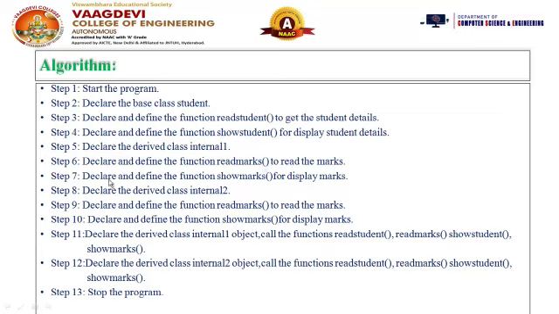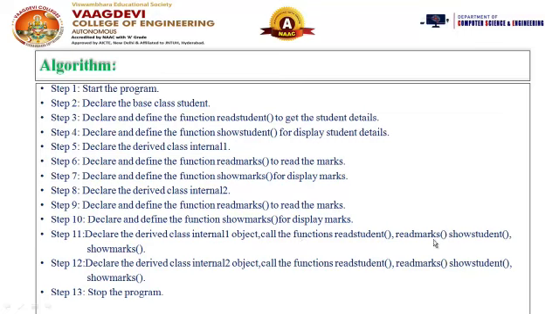In step 11, we create an object for the internal 1 class and we use this object to call the member functions of read student, read marks, show marks and show student. In the next step, we create an object for the internal 2 class and we use this object to call the member functions of read student, read marks, show student, show marks.